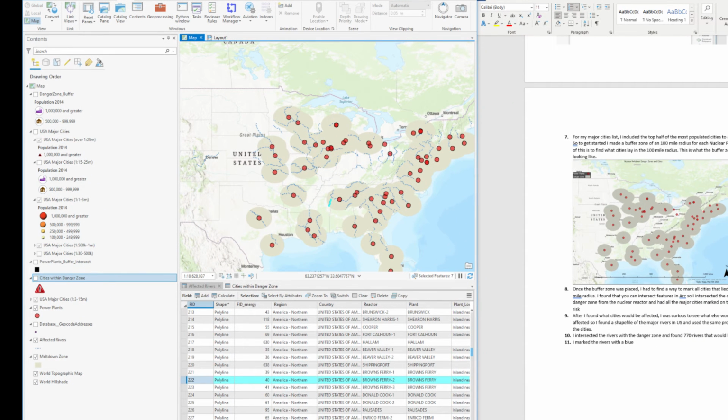the layers I used, with sources, were US major cities from ArcGIS Hub, power plant buffer intersect, and I used the buffering and intersect tool. Cities within danger zone, which was used with the intersect tool. I got the power plants table from nrc.gov, and with that I used XY point table and data collection. My next layer was affected rivers, and I got that from the ArcGIS Hub as well. And my danger zone layer was made with the buffering, intersect, and spatial join tool.